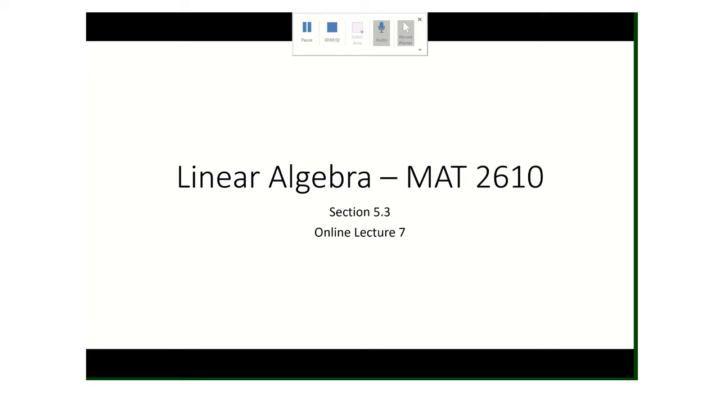This lecture is going to be looking at section 5.3 out of the book. We're going to be picking up on the idea of similar matrices, and in fact looking at a very specific kind of similar matrices.